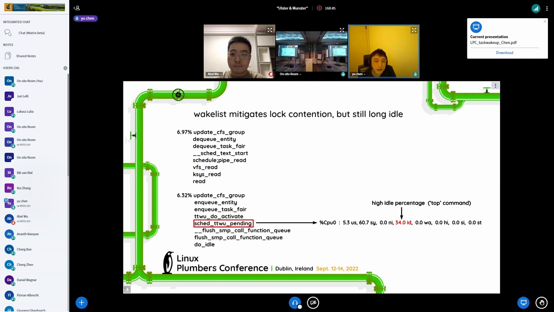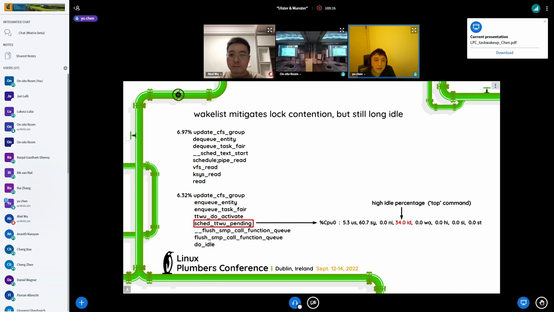During the recent 6.0 merge window, the wakelist mechanism has been enhanced. If the wakee CPU is idle, then use the wakelist to offload the CPU activation to the idle CPU. This is actually done by sending an IPI or setting the polling flag to kick the idle CPU. The benefit is that the cross run queue lock contention has disappeared.